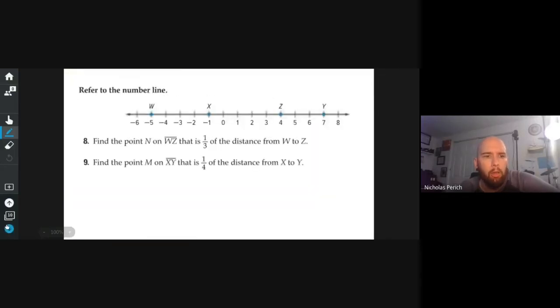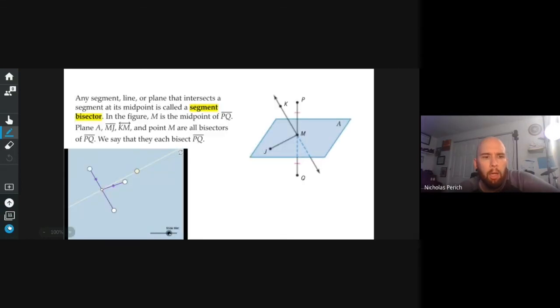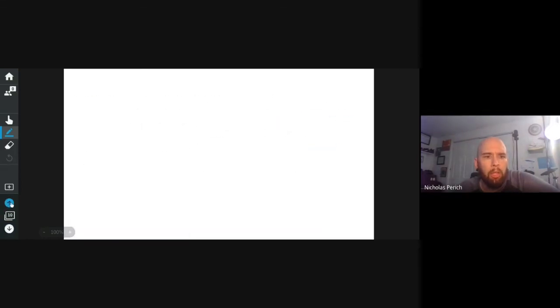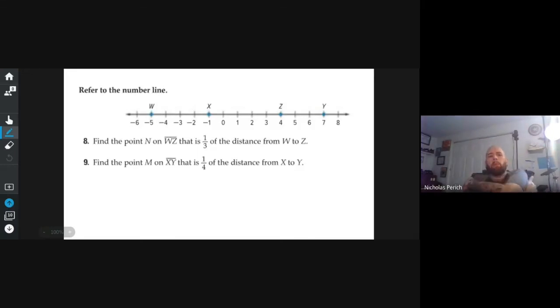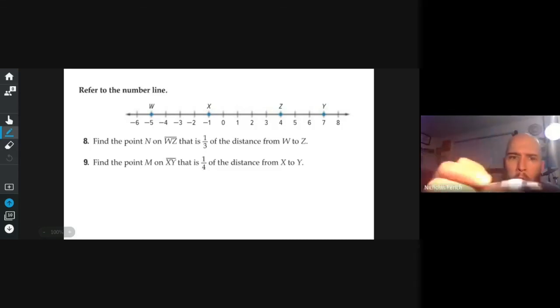Let's take a look at 8 and 9, and we'll take a look at that vocab word, and that'll be it for the day. Maybe we can only do 8. We'll see. Find the point N on WZ. So we don't even know pretty much anything. N's not there, but it's not asking us to find it on the number line. So I'm going to do 8, and I want you to try 9. Find the point N on WZ.